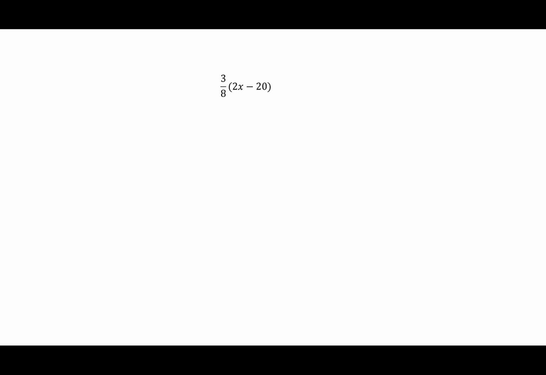So this time I have 3/8 times 2x minus 20. So I'm going to distribute the 3/8. So I have 3/8 times 2x minus 3/8 times 20. You have choices, but what I see here is that the 8 and the 2 have a 2 in common. So I could say 2 goes into 8 4 times. So I have 3/4 of x. And then in the next part, I have 8 and 20.